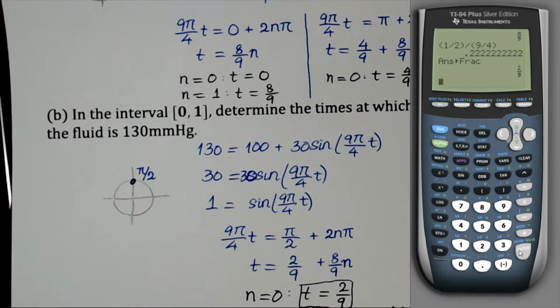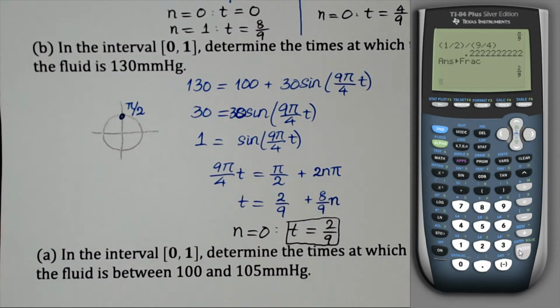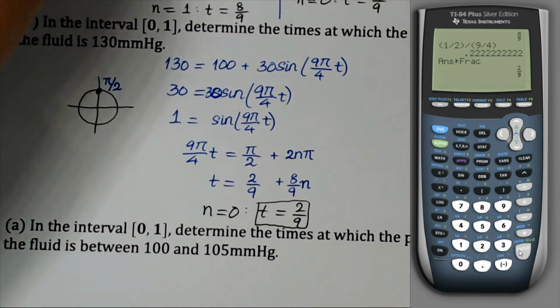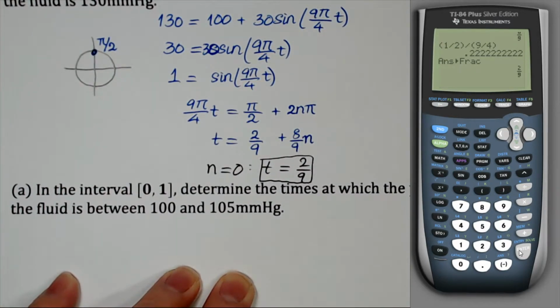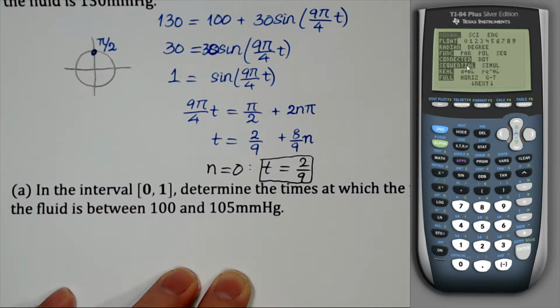Now we do some values for n. If n equal to 0, t equal to 0. When n equal to 1, we have t equal to 8 over 9. If we choose higher values for n, it will be outside of 0 and 1. So we only have 2 answers there. We have one more here. When n equal to 0, t is 4 over 9. If we choose higher values of n, the answer will not be between 0 and 1. So we have 3 answers here. Don't worry, there's a way we can check it later.